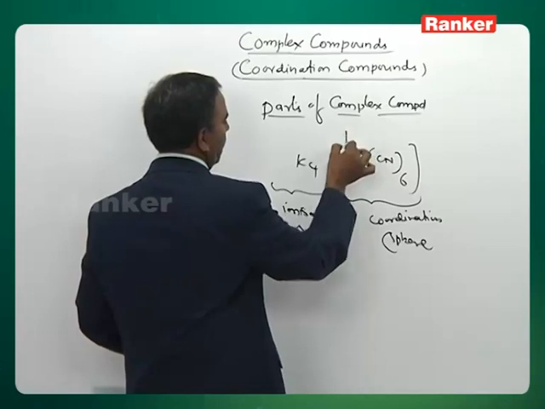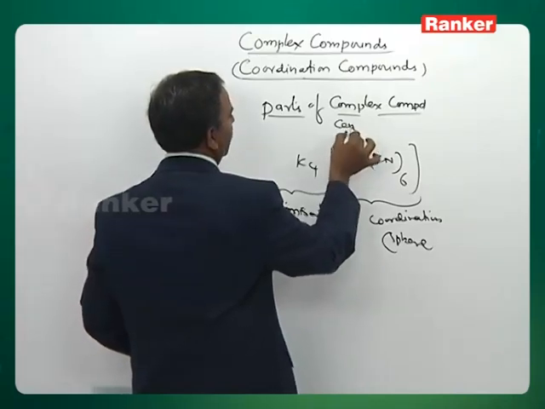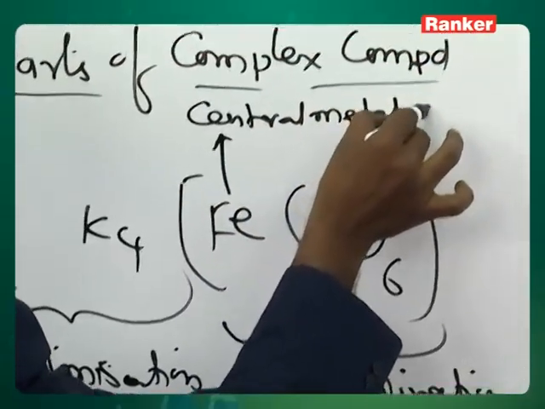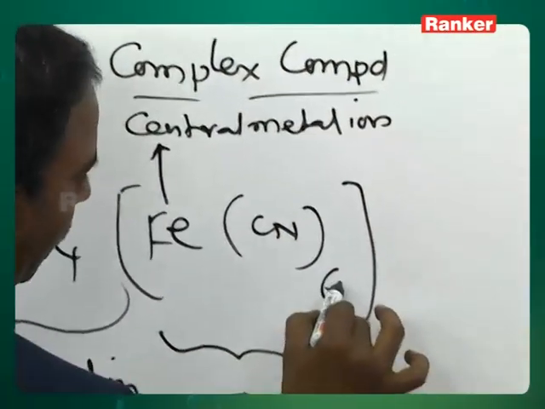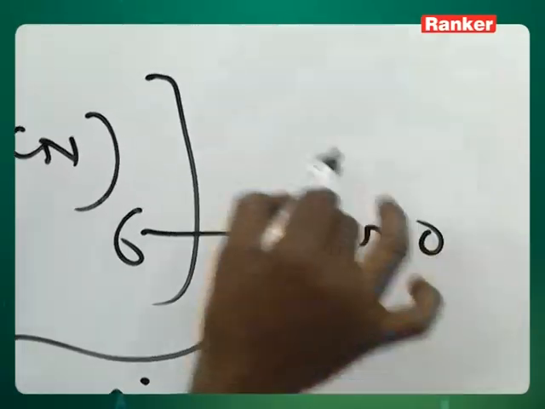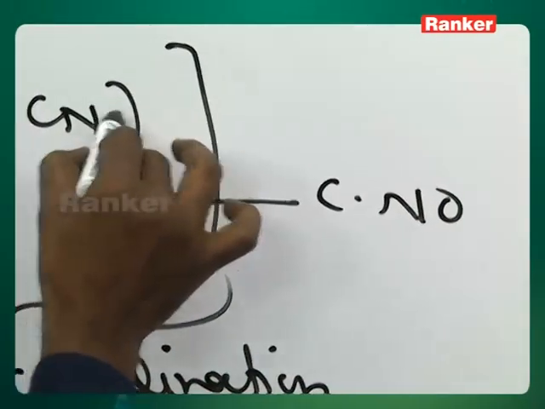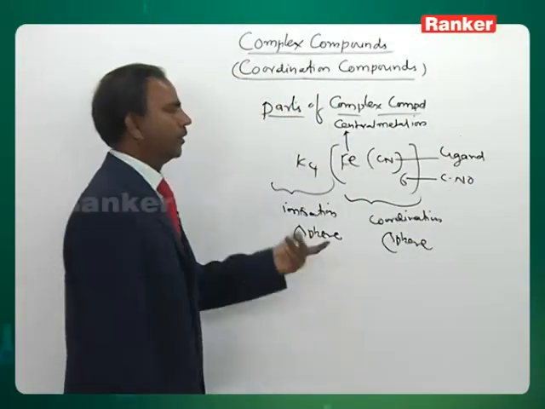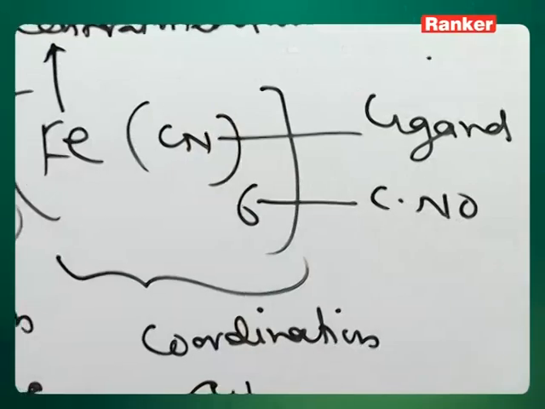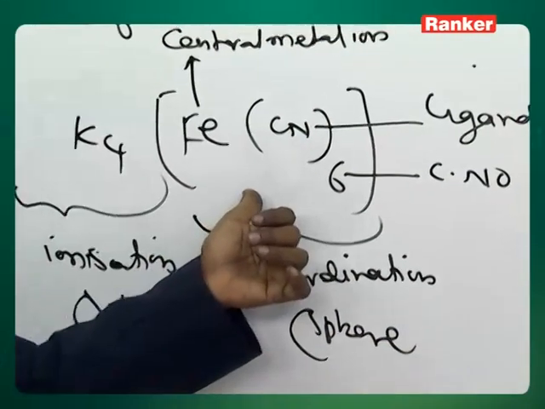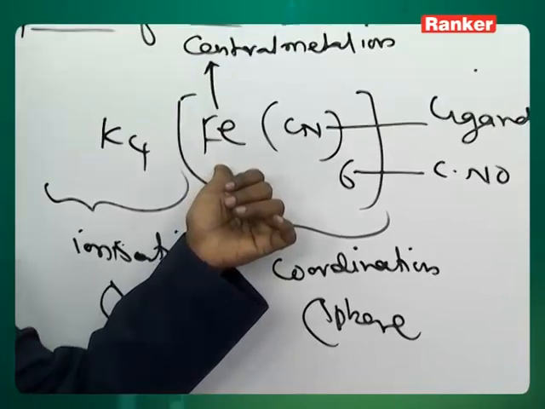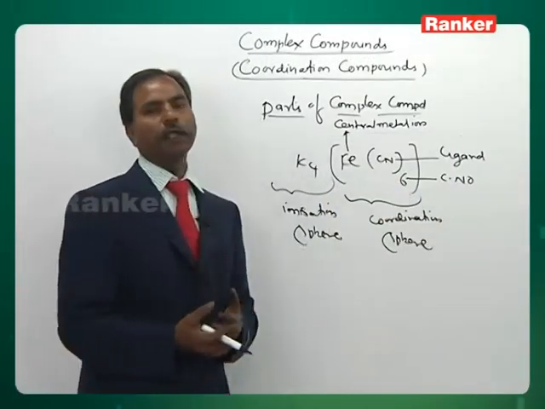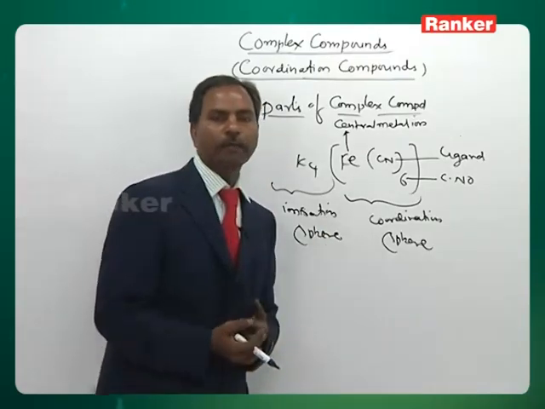This particular part we call the central metal ion. This we call the coordination number. This we call the ligand. These are the parts of a complex compound: ionization sphere, coordination sphere, central metal ion, coordination number, and ligand.